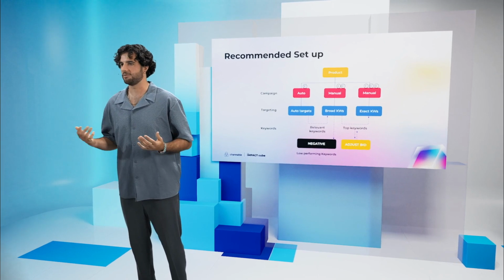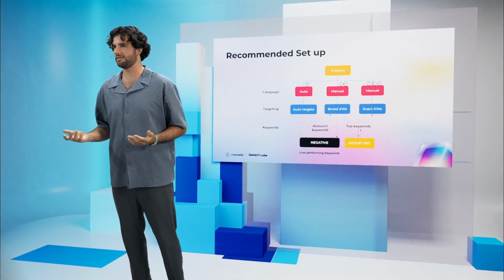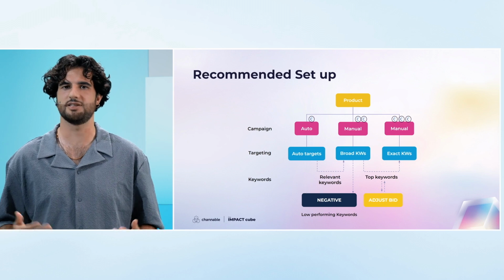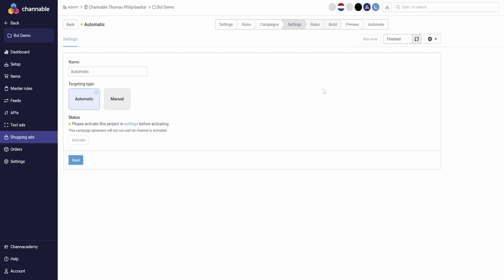After this, we want to set up some automation rules that move and increase bids of keywords between campaigns, but also convert the low-performing keywords to negative targets. Now let's see how easy it is to create this in our tool. So firstly, let's create our automatic campaign generator. First, we'll give the name automatic and select the targeting type as automatic.